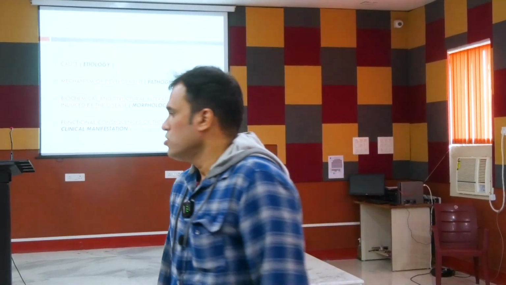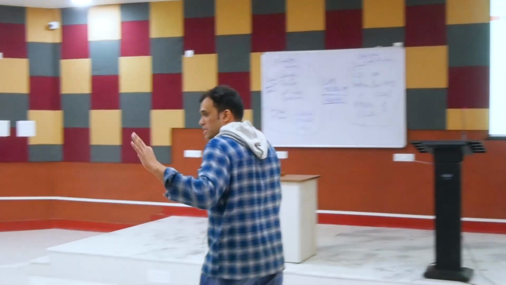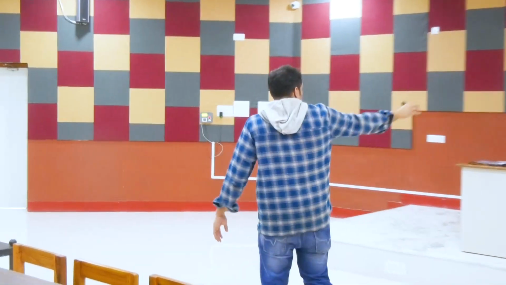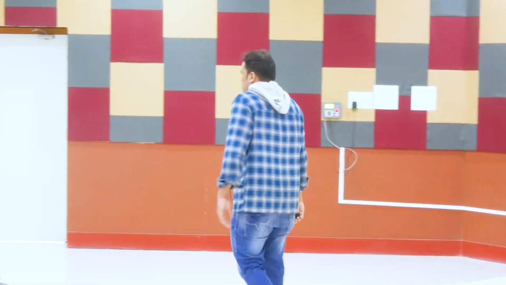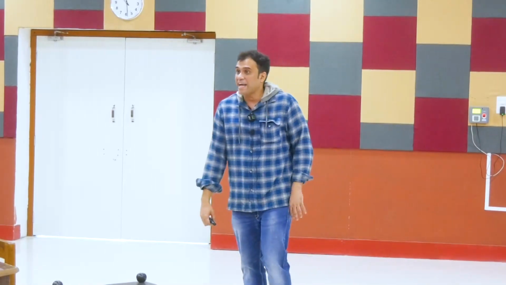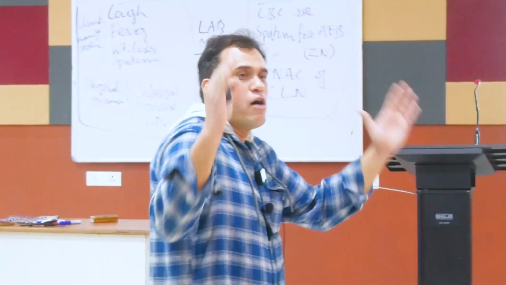Clear? Sure. So the core of pathology is formed of 4 things. That is the etiology, the cause of the disease. Number 2, pathogenesis, that is the mechanism of development. Number 3, morphological changes, which means biochemical and structural alterations in cells and tissues. And finally, the clinical manifestation, the functional consequences of these changes, ultimately how the patient presents clinically.